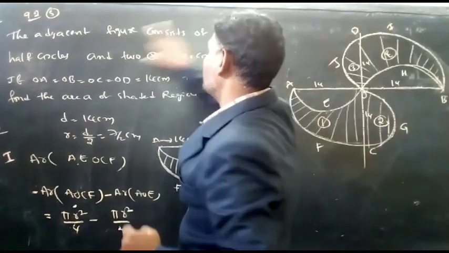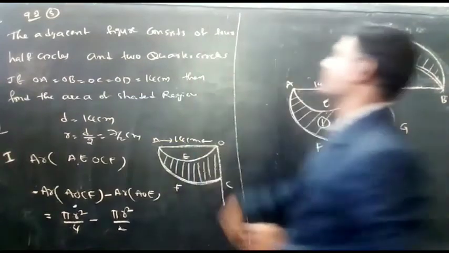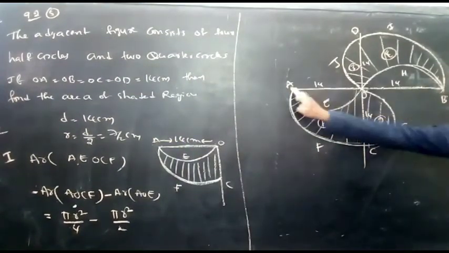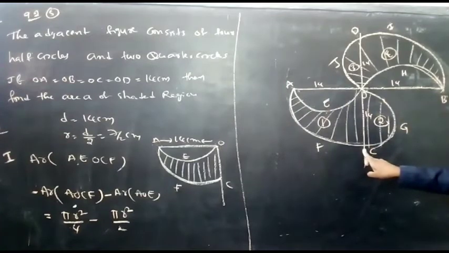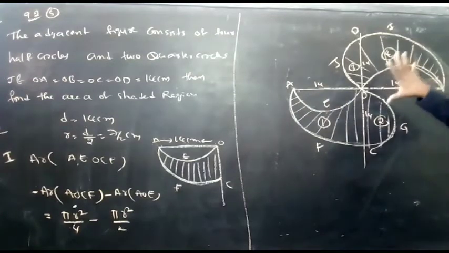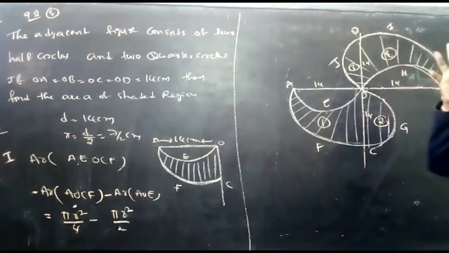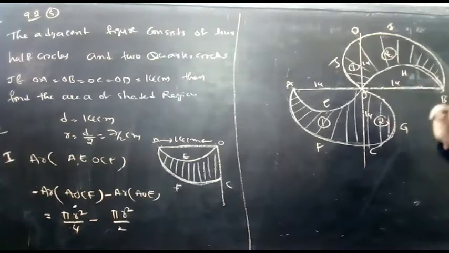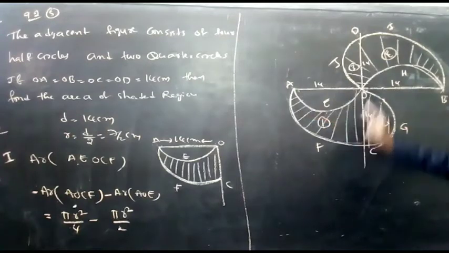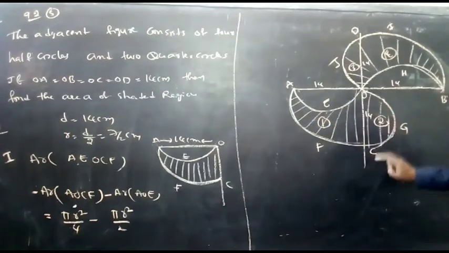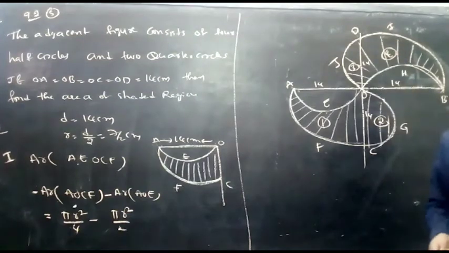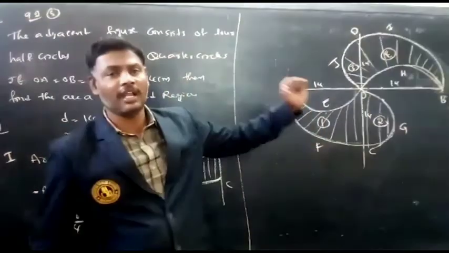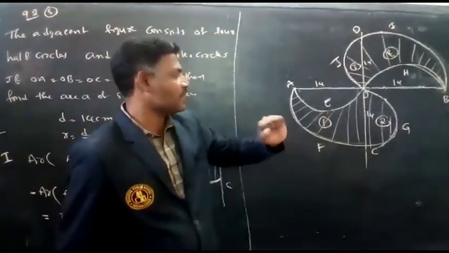The figure consists of 4 half circles and 2 quarter circles. So this is one: OAC is a quarter of the circle. So in this figure 4 half circles are there and also 2 quarter circles are there. Now you have to find the area of the shaded region. Here, what is given? OA is equal to OB is equal to OC is equal to OD is equal to 14 centimeters. To find that, I am dividing the shaded region into 4 parts. What is the first part here?